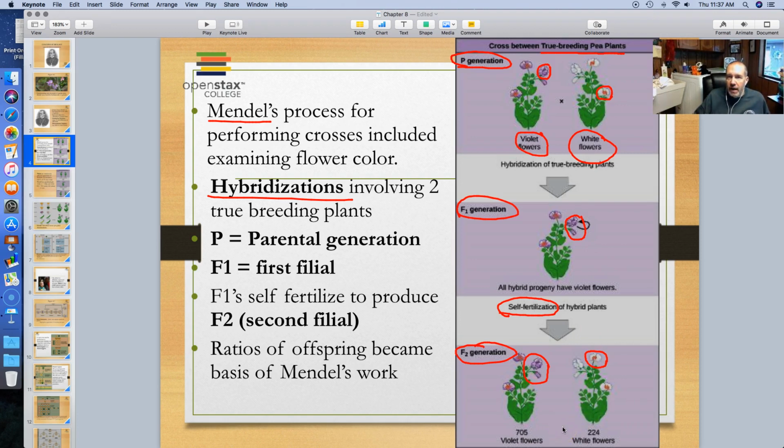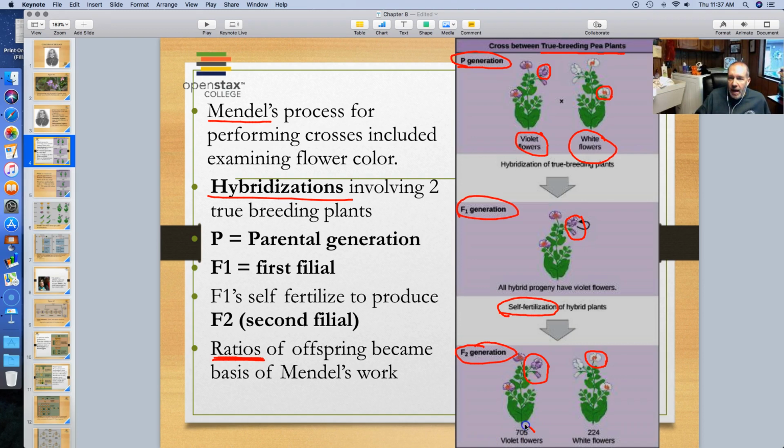But what was really fundamental to his research is that he did these kinds of test crosses over and over and over again. Remember, it wasn't just one plant, where you crossbreed those plants, self-fertilize them, and then get offspring. He did this hundreds and hundreds and hundreds of times. And so it's really these ratios that he came up with that became the basis of his work.